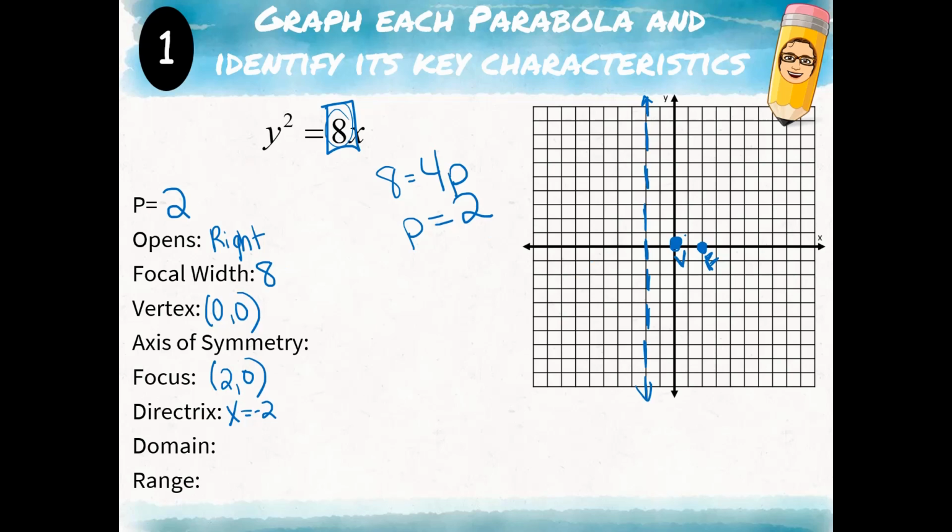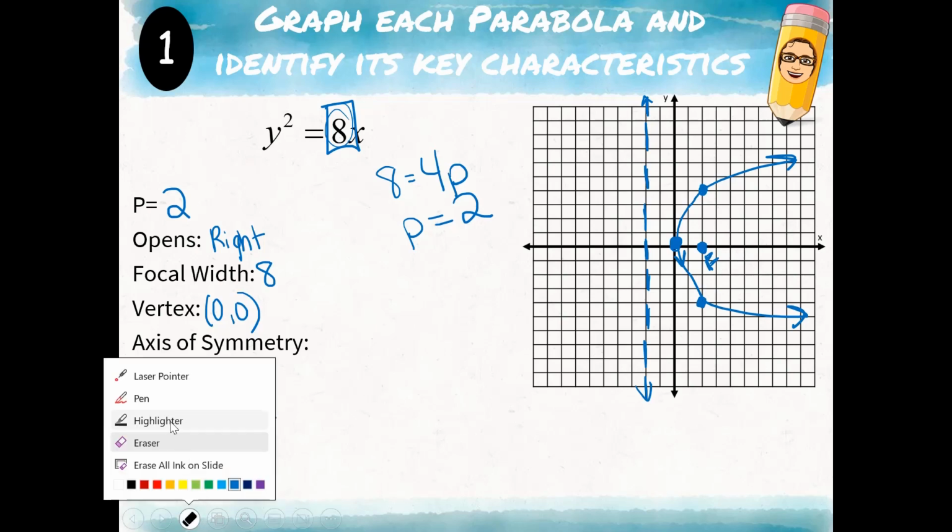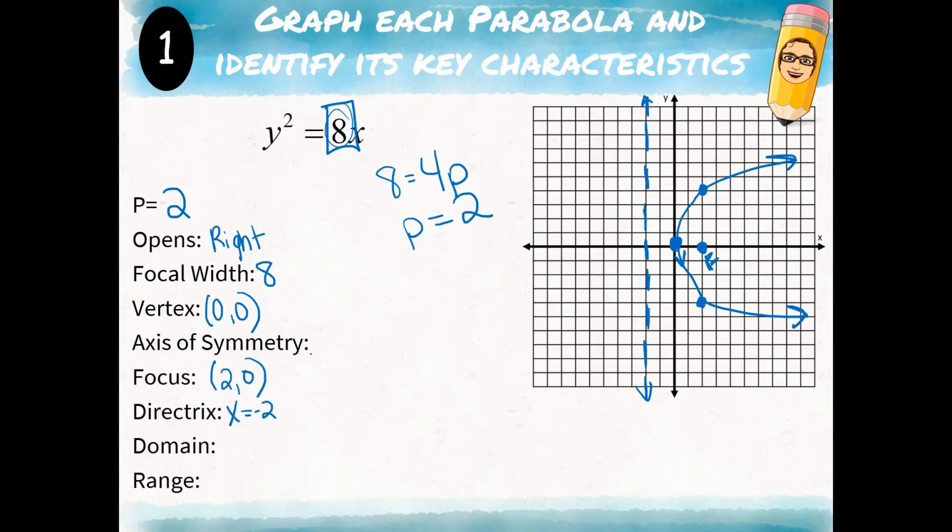So I'm going to go 1, 2, 3, 4. 1, 2, 3, 4. And then I can actually draw through those dots. Notice from here to here is a distance of 8. That's why it's called the focal width. You are identifying how wide around the focus your graph is. My axis of symmetry, notice if I drew an imaginary line right here, that would perfectly fold that parabola in half. That is the line y equals 0, because I'm cutting through the y-axis.